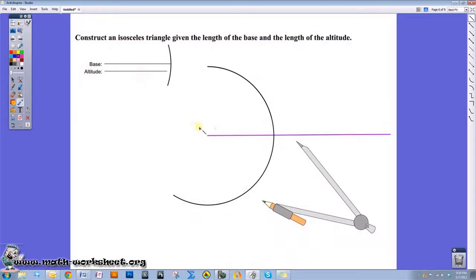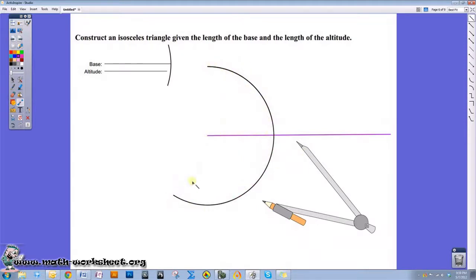So the altitude is also the height of an isosceles triangle. Now the thing about an altitude is it's going to be perpendicular to the base. Because this is an isosceles triangle, it's actually going to intersect at the midpoint of the base. So it is a perpendicular bisector to the base. So what I want to do is construct a perpendicular bisector of this segment right here.